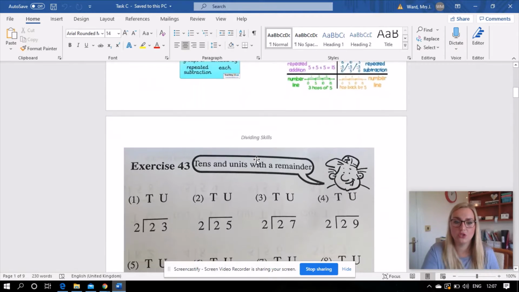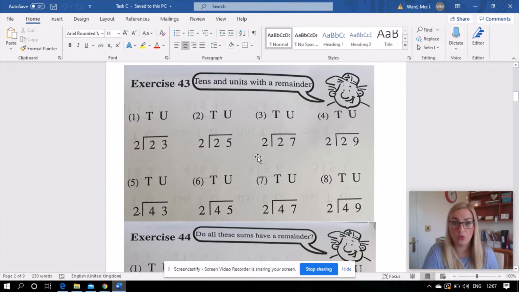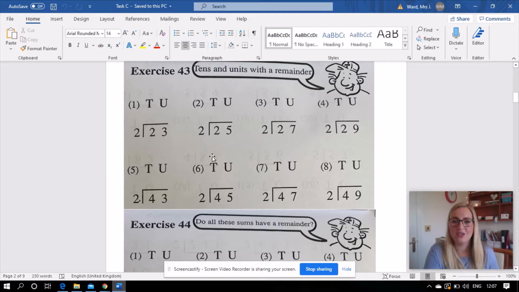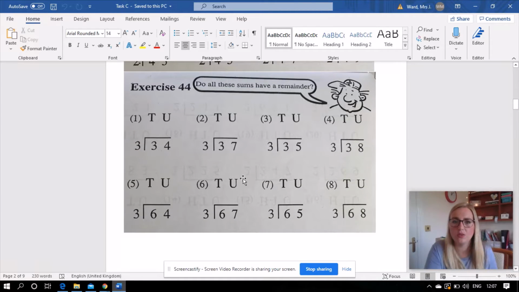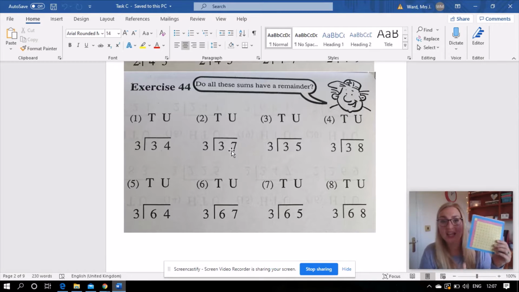And if I just scroll down to show you, these are what you're going to be doing. So it might be that you start exercise 43 and you just do a couple to see how you feel. And if you feel like, yeah, this is good, I feel good about this, you can move on to the next one. Have a little go with dividing by 3. How does that feel? Remember to use your multiplication square from task A if you feel like it will be useful for you.